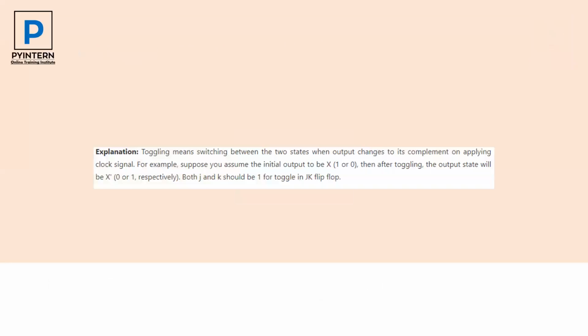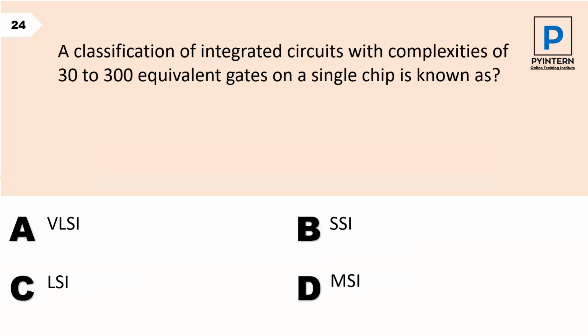Toggling means switching between the two states, where the output changes to its complement on applying the clock signal. For example, suppose we assume the initial output to be X, 1 or 0, then after toggling, the output state will be X complement. Both J and K should be 1 for toggling in a JK flip-flop. So come to the next question.